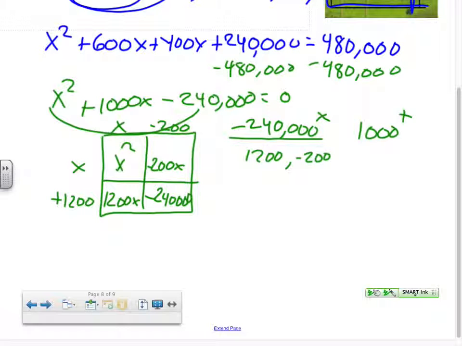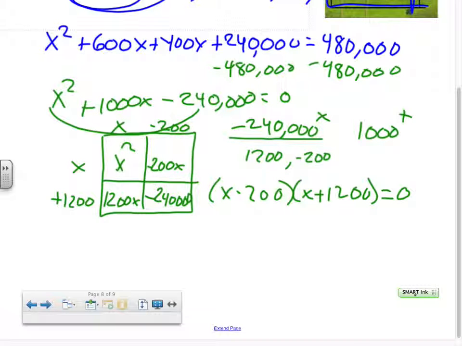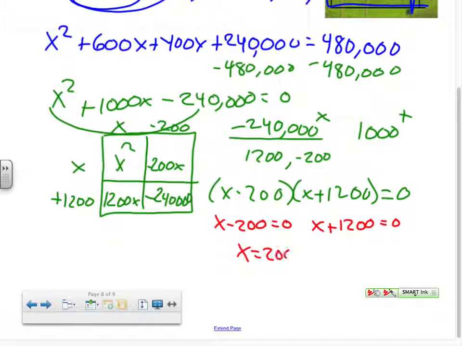So our factored form is x minus 200 times x plus 1,200 equals 0. Using the zero product property, either x minus 200 equals 0 or x plus 1,200 equals 0. So we know that the value of x needs to be either 200 or negative 1,200. All right, go back and look at the situation again.